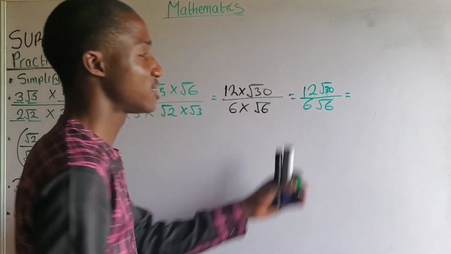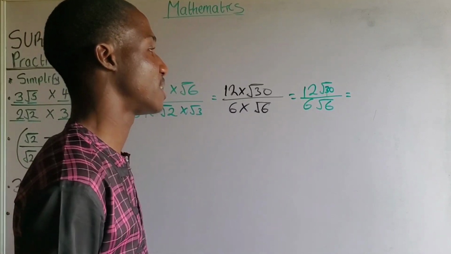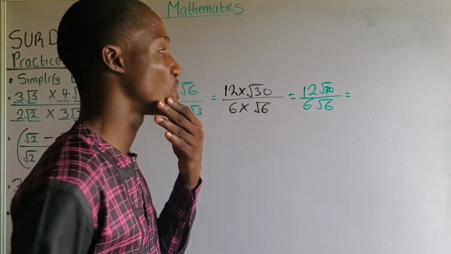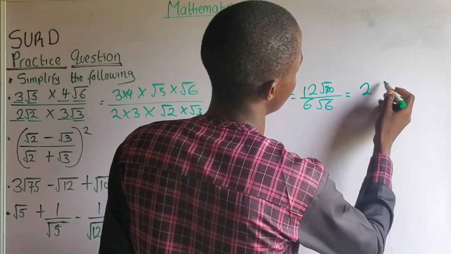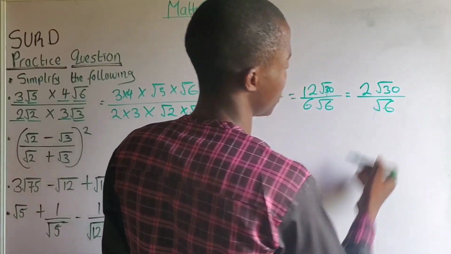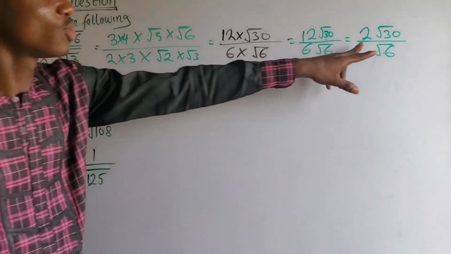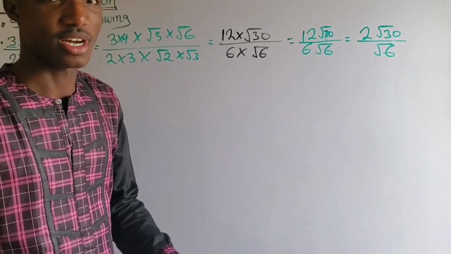Okay. You can still simplify this because 12 can be divided by 6. So 12 divided by 6 will give us 2. So I'm going to have 2 root 30 all over root 6. Do you understand? Okay, we see 2 root 30 all over root 6. We can still simplify this surd.